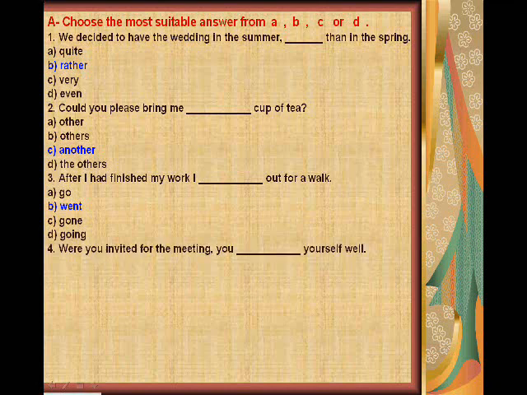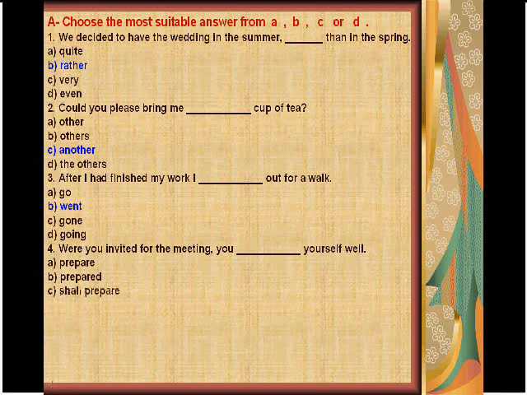Number 4. Were you invited for the meeting? You yourself well. Of course, here were means if. Okay? So A, prepare, B, prepared, C, shall prepare, and D, should prepare. Of course, here were means if, and as you can see, we have here invited, in the past. So which one should you choose?